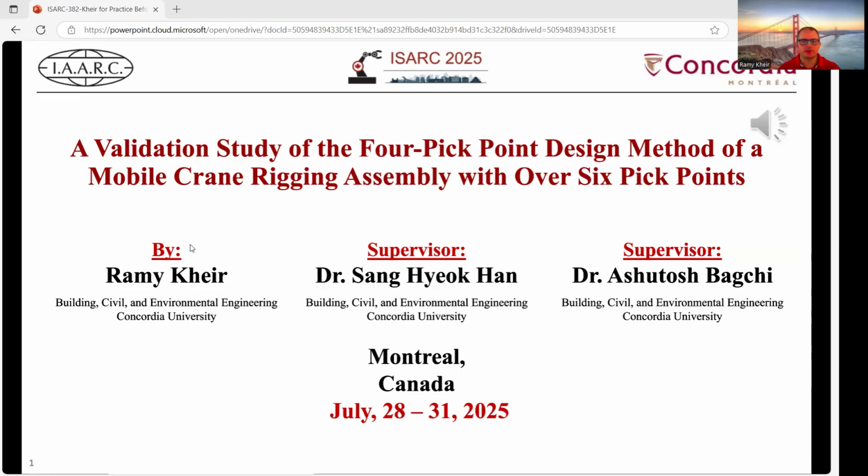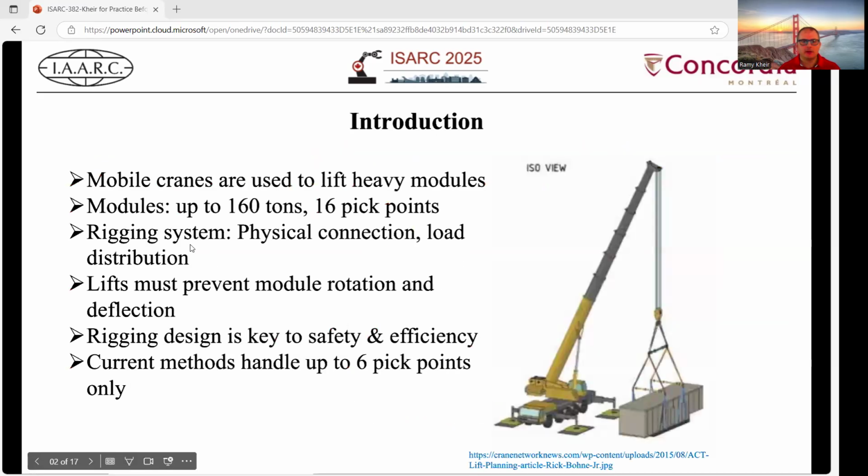Please let me start by introducing the topic of my presentation today, a validation study of the 4-peak point design method of a mobile crane rigging assembly with over 6 peak points. As we all know, mobile cranes are the centerpiece equipment in today's construction. This is because of their essential role in lifting, handling, and setting modules from their origins to their final destinations. These modules could weigh up to 160 tons and could take up to 16 peak points to lift.